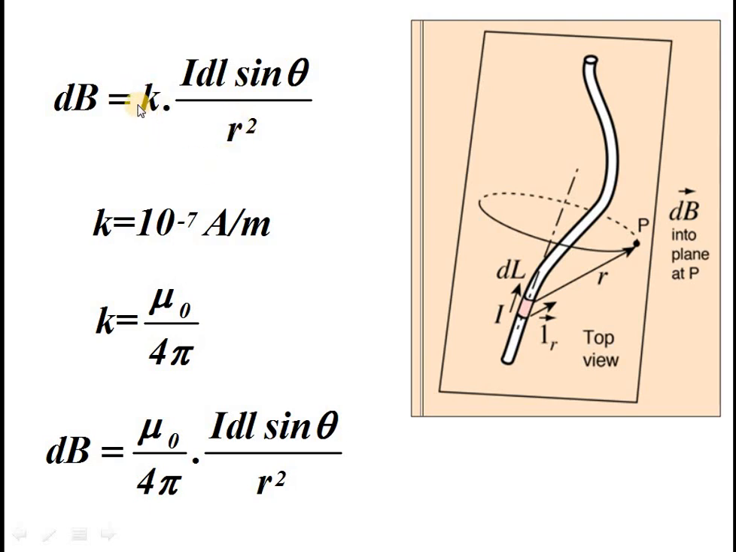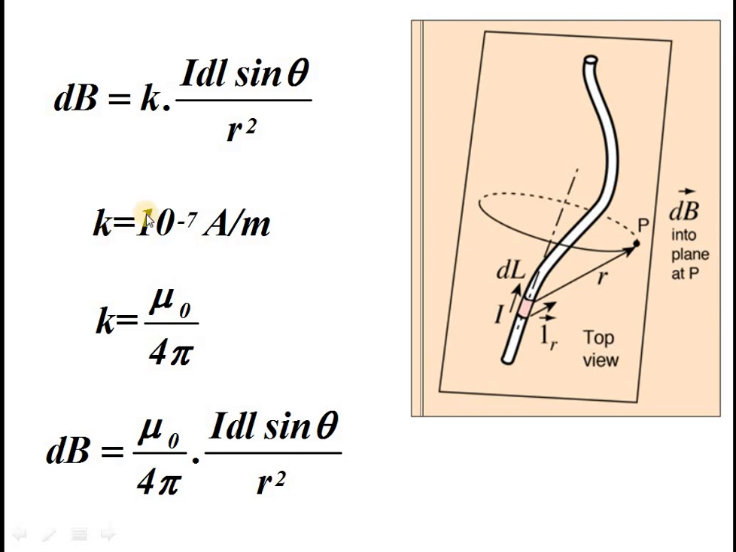Usually its value has been experimentally found, and that is given by 10⁻⁷ in SI units. You can also equivalently write it using notations in magnetostatics like mu0, which is called the absolute permeability of free space, and 4 pi is a simple numerical constant. This is actually an experimentally calculated value, and for various theoretical purposes, instead of writing 10⁻⁷, we take it as mu0 by 4 pi for making certain mathematical manipulations in different derivations.